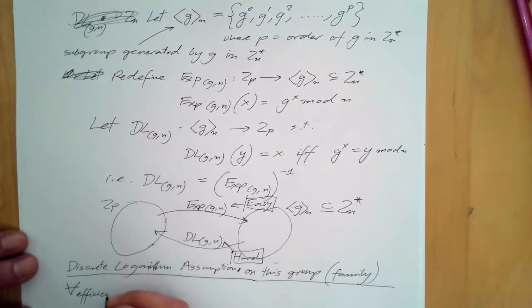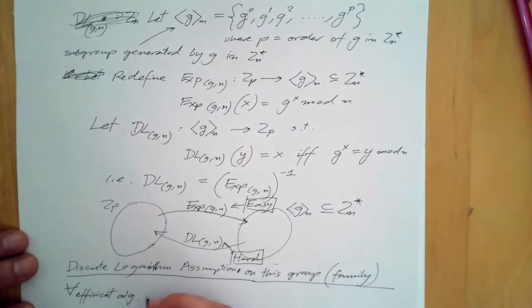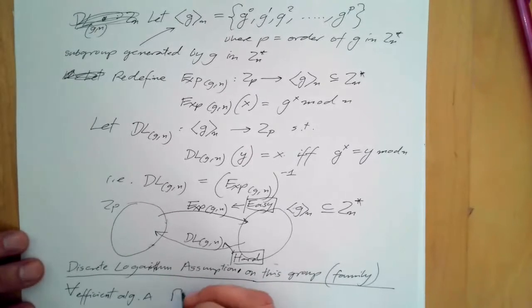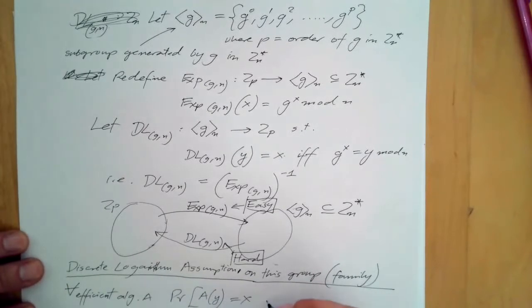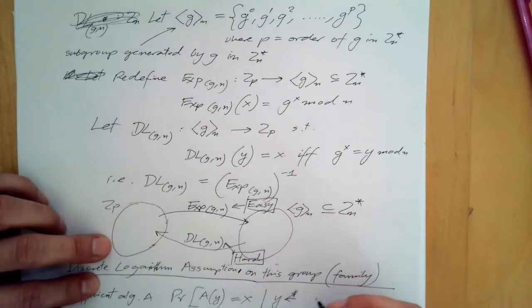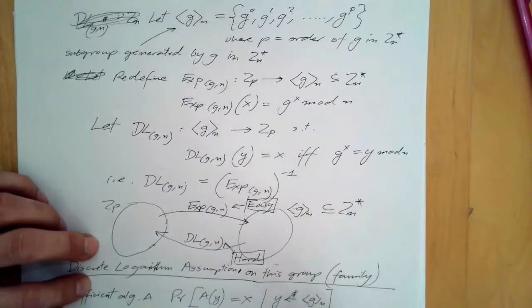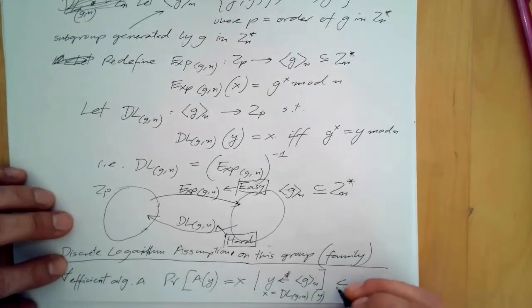We will just get completely bogged down if we try to spell them all out. For every efficient algorithm A, the probability that A, given a y, outputs x, where y is chosen at random in this range, and x is defined as the discrete logarithm of y, is negligible.